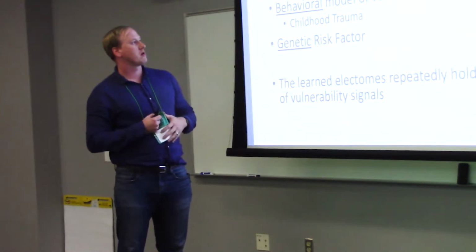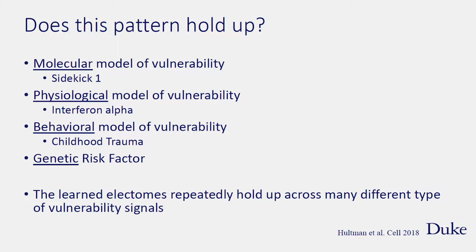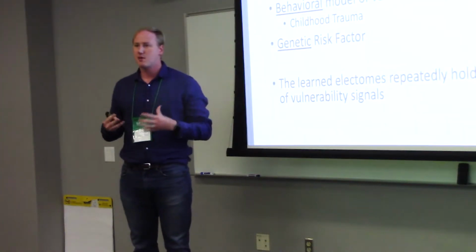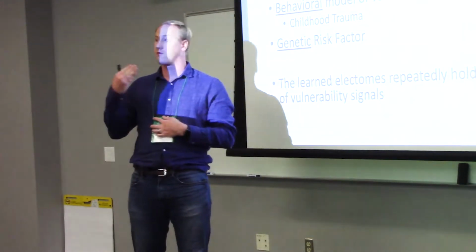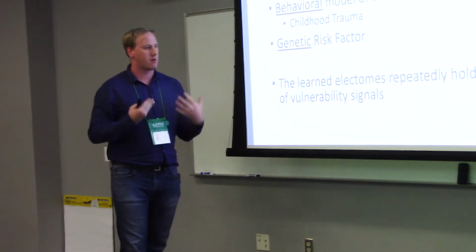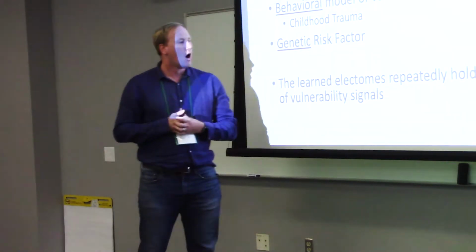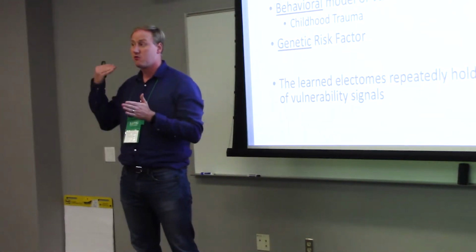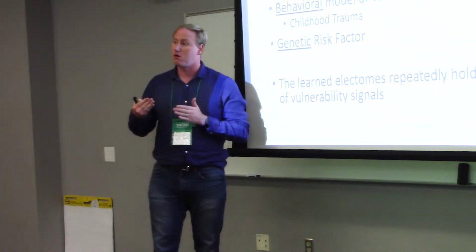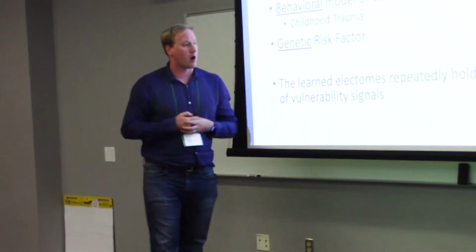You have a physiological model of vulnerability, interferon alpha, and a molecular model of vulnerability, where you can knock out some genes that are known to increase the risk of depression, and they also spike up this network. You can look at genetic risk factors, and they also spike up this network. And so what's shocking is that these electrical patterns that we are finding are holding up across a wide number of conditions. And this is really a remarkable result that we were really excited about. And so this is really cool. We can now figure out with really strong biomarkers in an animal model what our signals of susceptibility are.